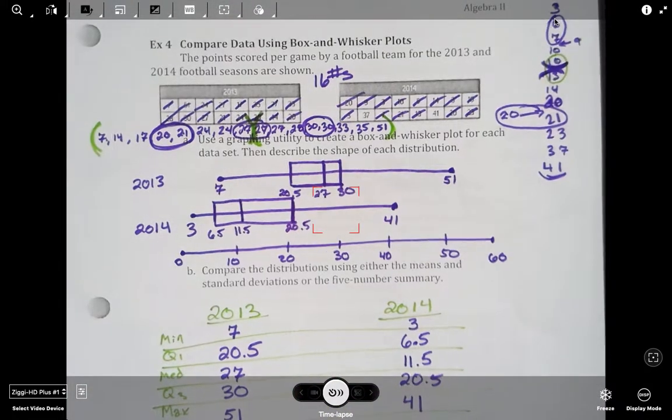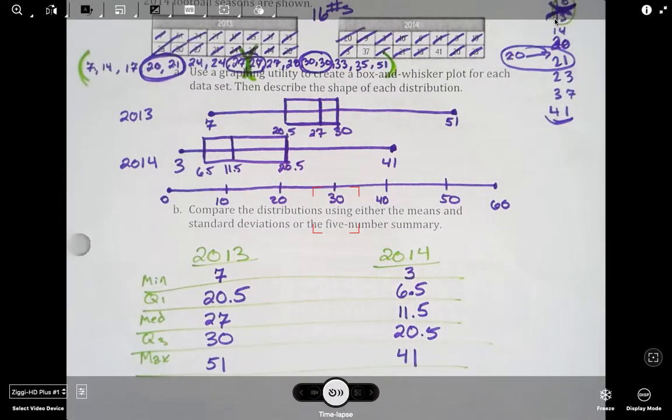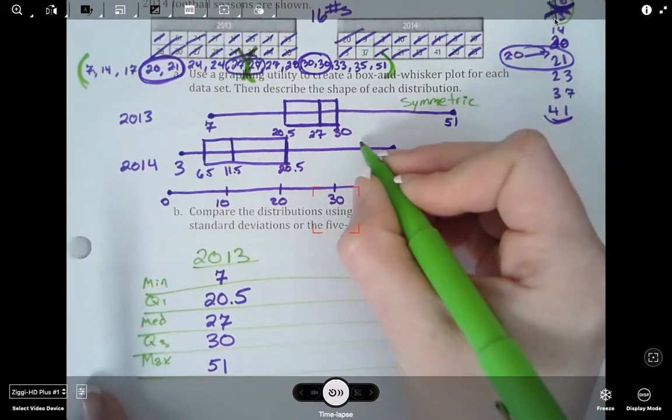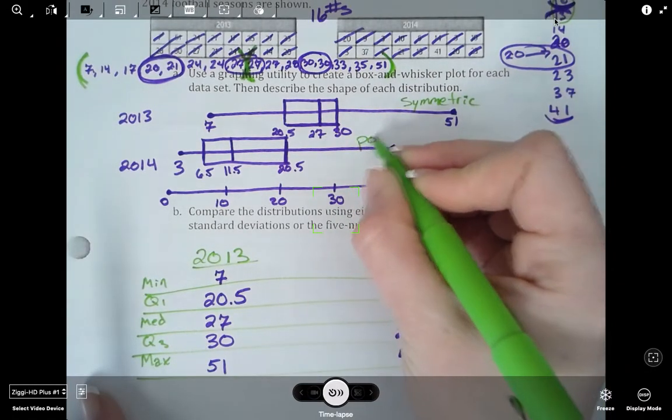Now, from this box and whisker plot, can you see what's going on with these two? What do you think the 2013 data is? Negatively skewed for the 2013? I almost think that that might be pretty symmetric. He is kind of negatively skewed because he's over that way. Or positive, I guess he'd be positively skewed if he's over that direction. But I almost think this is a little bit symmetric. This one, though, would be positively skewed.